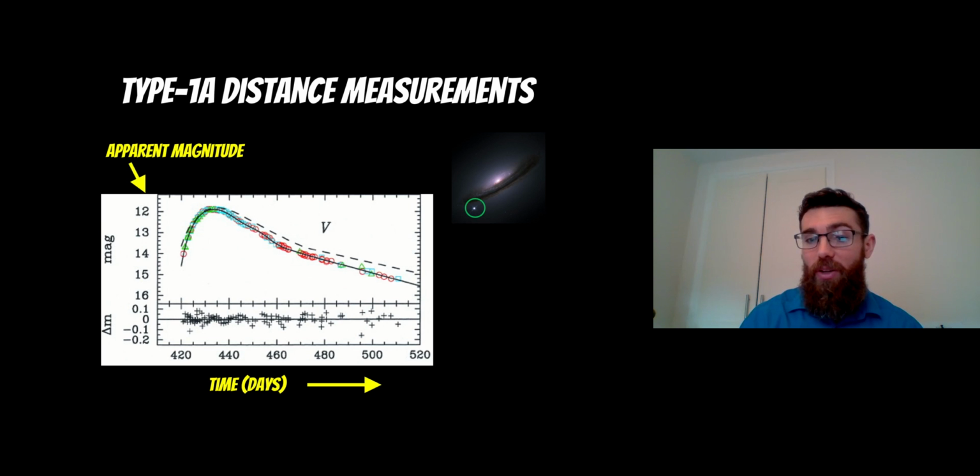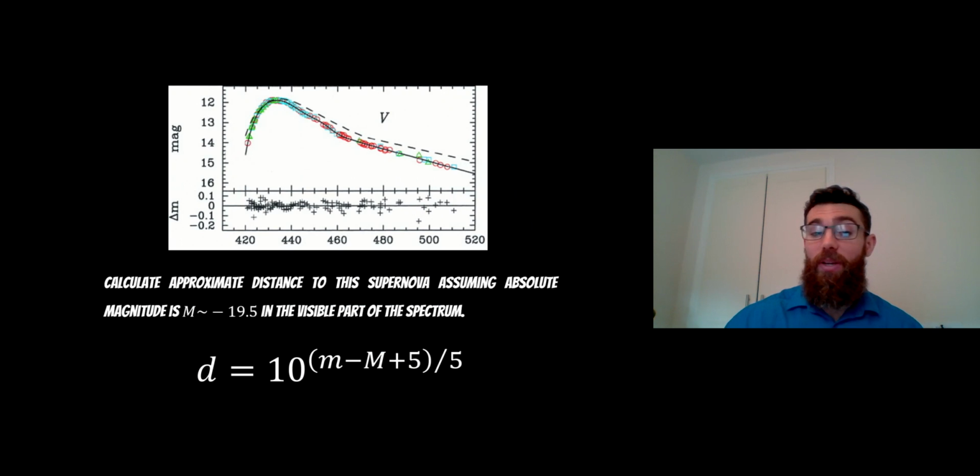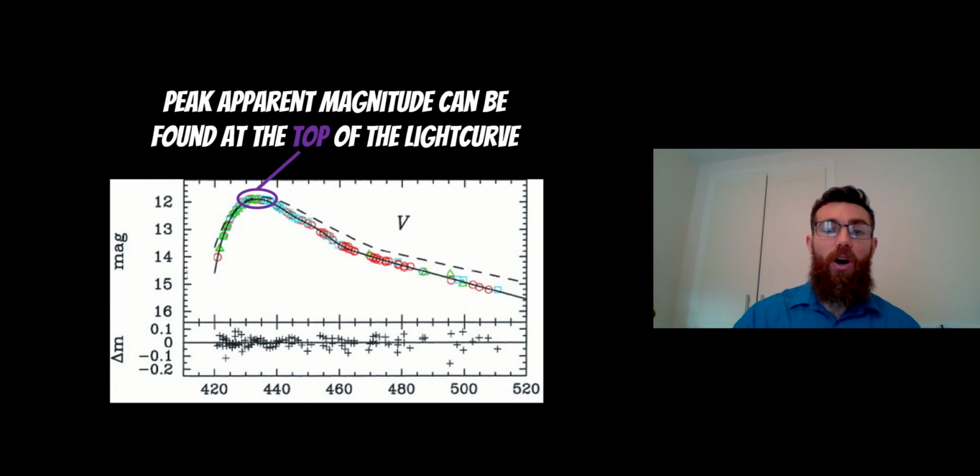So from that light curve, we can work out its maximum apparent magnitude, and we can then put it into this equation here. So if we look at this particular one, we would say it's probably about magnitude 12 that it's peaking at. We know that the absolute magnitude of these type 1a supernovas is minus 19.5. We can then put those values into this equation here. So just to highlight the bit we need for the equation, it's this top bit, the actual peak.